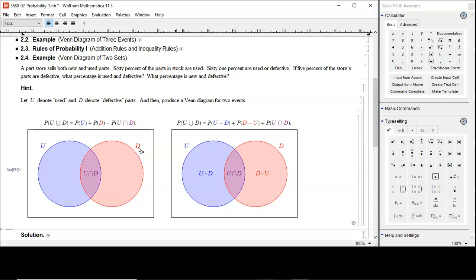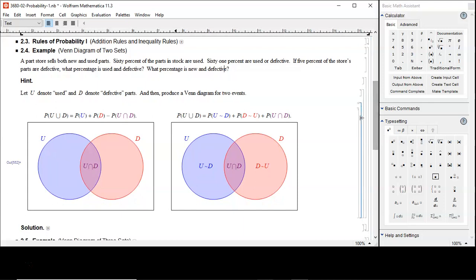U for used, D for defective, and here used and defective. Now here, used but not defective. Here, red crescent, defective but not used. So this is defective and new. So this one here, new and defective, is actually this crescent part. Okay, you don't need the third Venn diagram for new, because new is just a complement of used. Okay, that will be helpful, especially for the second problem. So how do we handle this?